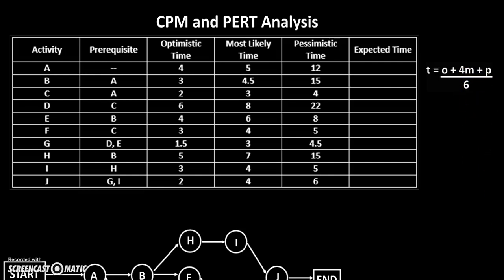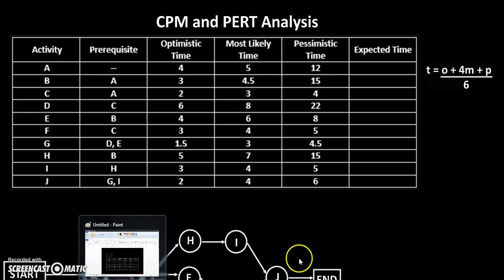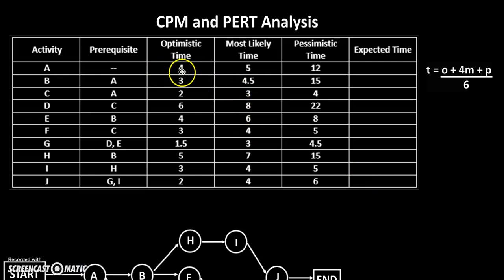So let's do the expected time for activity A. We have our optimistic time, which is 4. We have our most likely time, which is 5. And we have our pessimistic time, which is 12. And I'm running a little bit out of room here. That's okay.